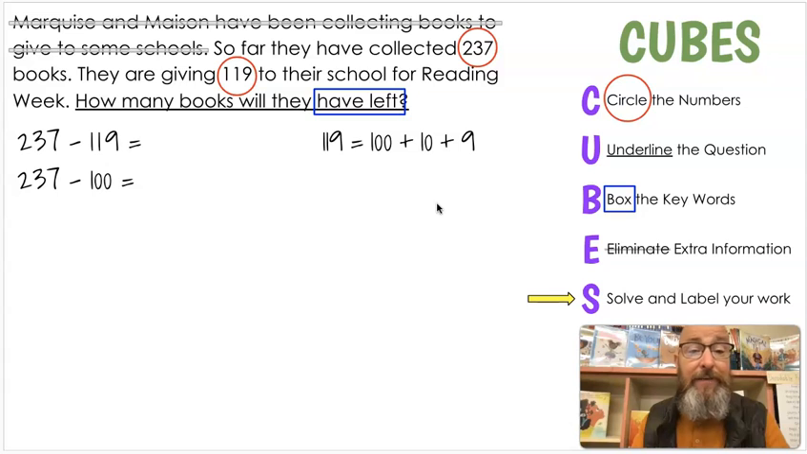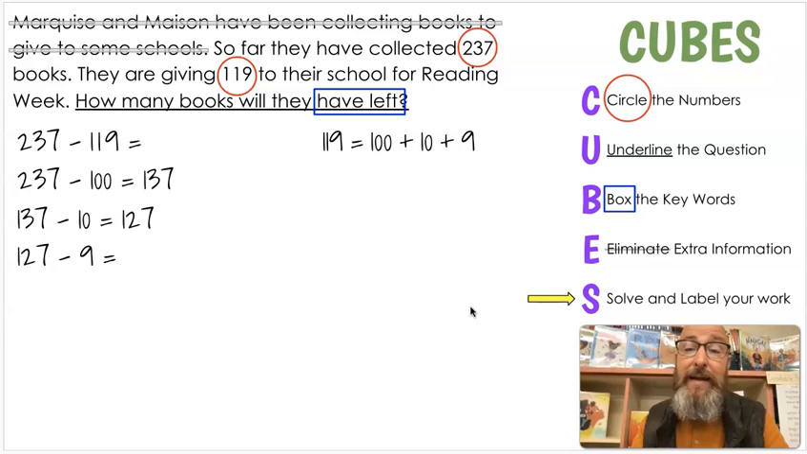So 237 minus 100, what would that be? I'm just doing the hundreds place. 137. What are we going to subtract next? 10, that's right. So I'm just going to take that away from the tens place. What would that answer be? 127. And our last one would be what? 127 minus 9. So I've done my hundreds, my tens, and my ones.